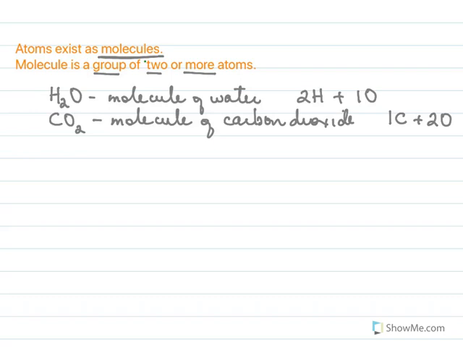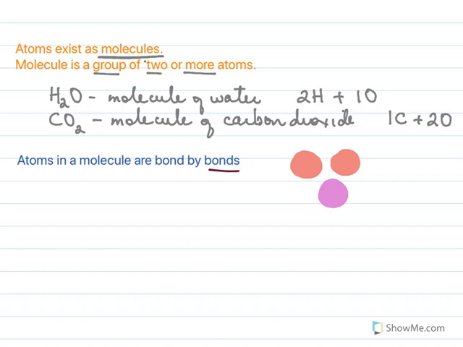Now these atoms that stick together, they stick together by bonds of two types, ionic or covalent bond, that you will learn later. But remember, the atoms in a molecule are bound together by bonds. Like here you have a molecule of water which is made up of 2 hydrogens and 1 oxygen, and they would be bound together or stuck together by these bonds.